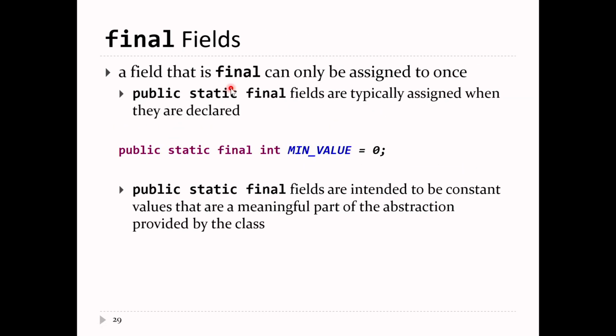A final field is only assignable once. It's not just fields. You can also create final variables. You make a local variable and mark it final. You're only allowed to give it a value once.